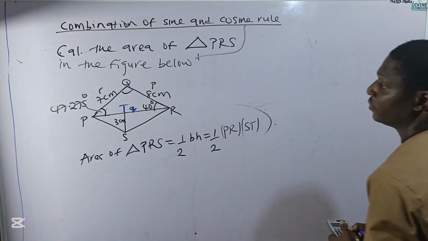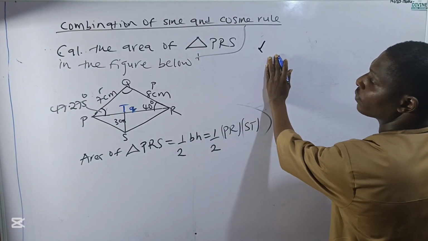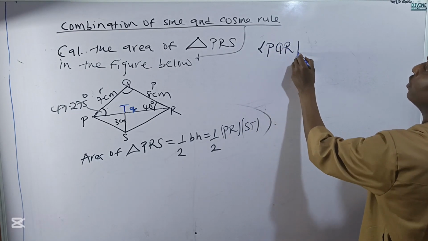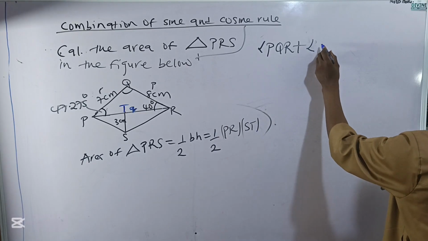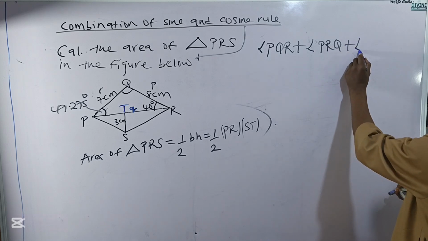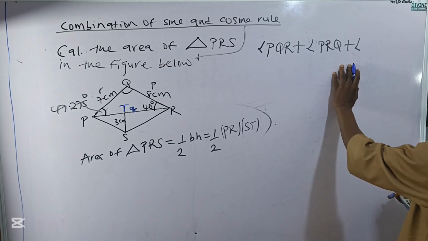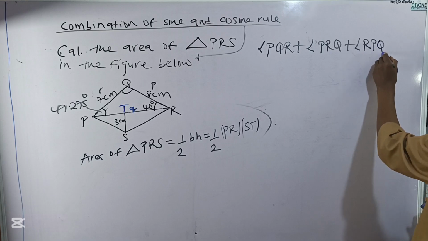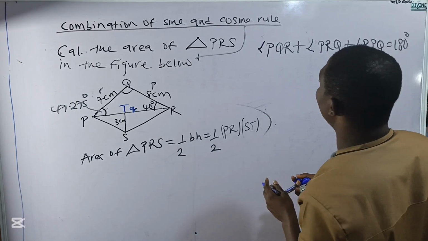Now, again, you agree with me that angle PQR plus angle PRQ plus the third angle, angle RPQ, is equal to 180 degrees.